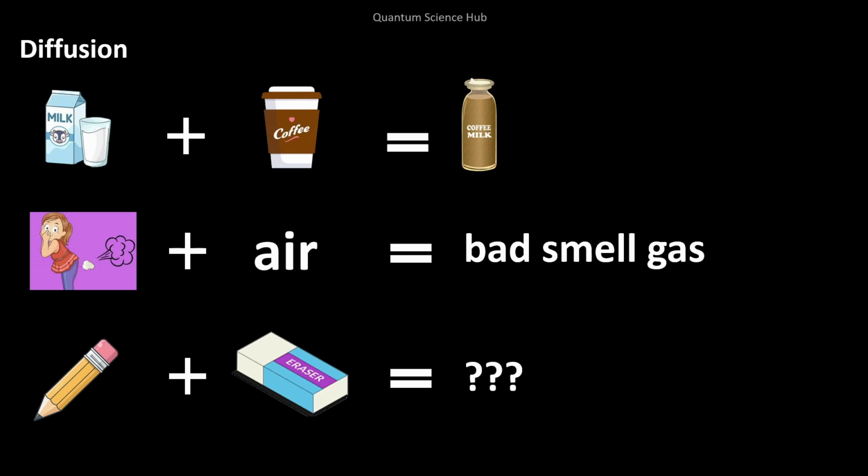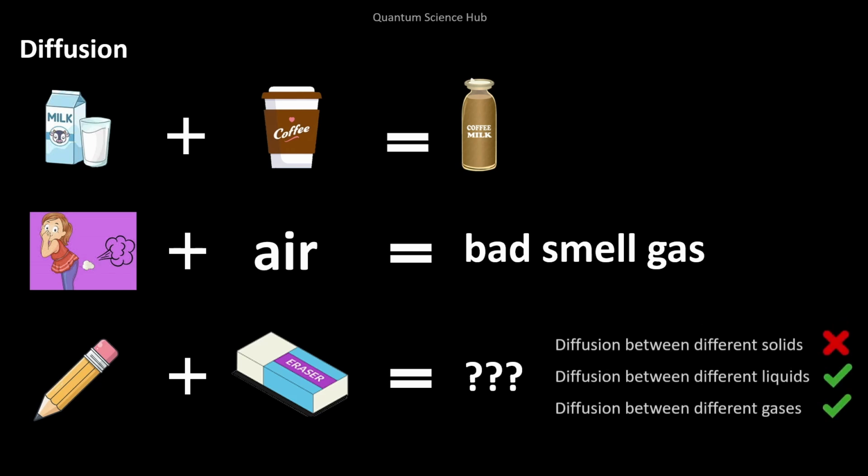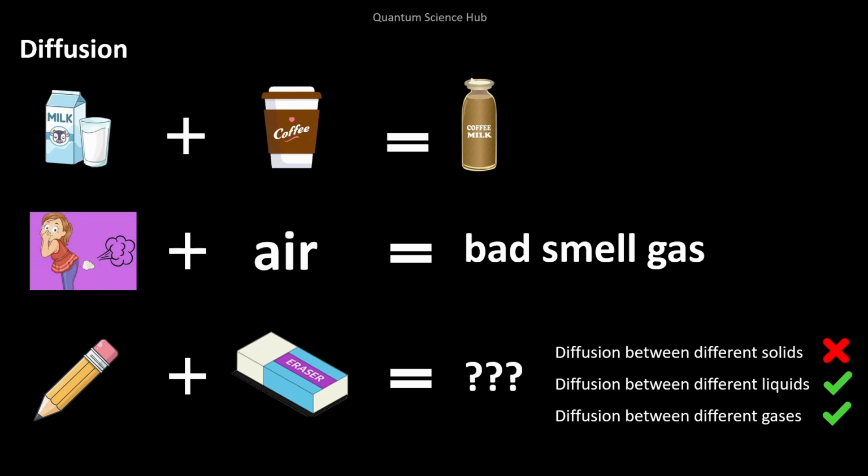The only way solids can mix is if you heat them to a very high temperature until they melt and turn into a liquid structure. Then you quickly mix them together before they cool down and turn back into solid again.